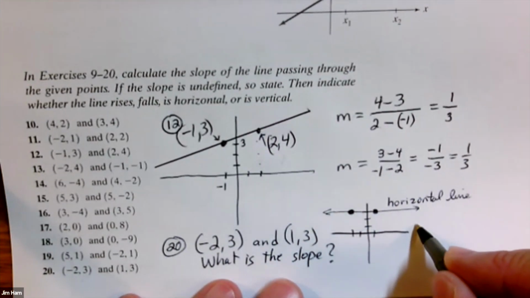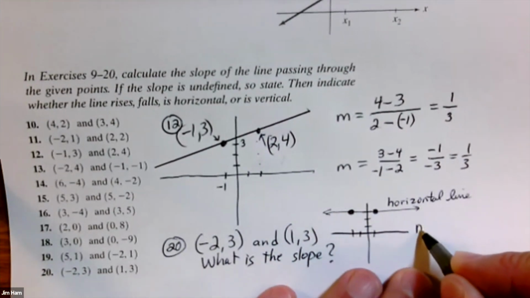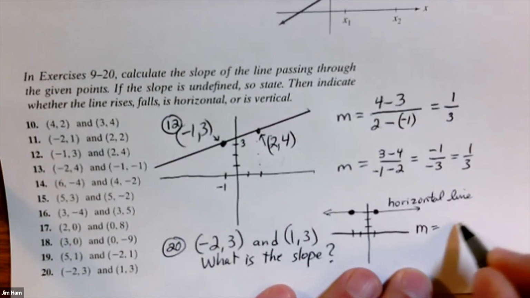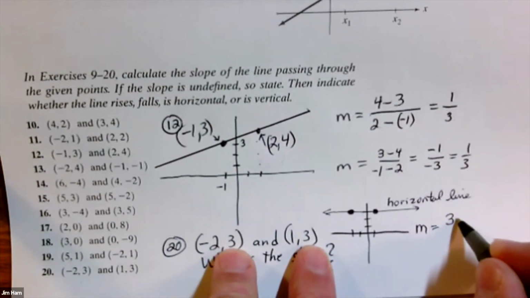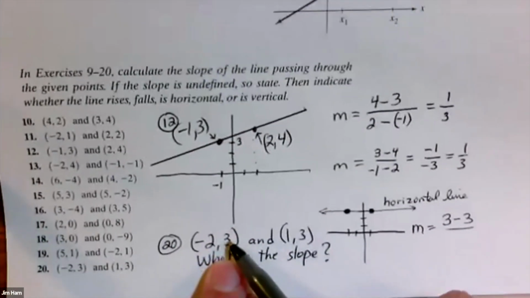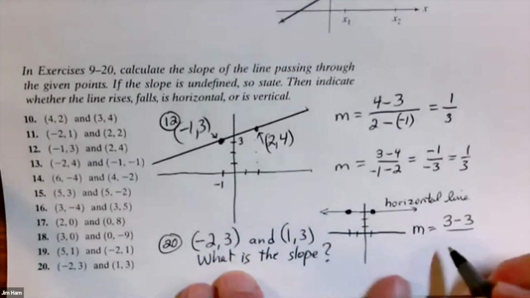Okay, so I see a couple of answers in the chat there. It's always going to be the difference of the y-coordinates on top. So on top, we're going to subtract 3 minus 3. 3 minus 3 for the y's, and then 1 minus -2.